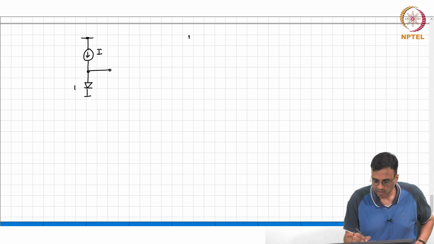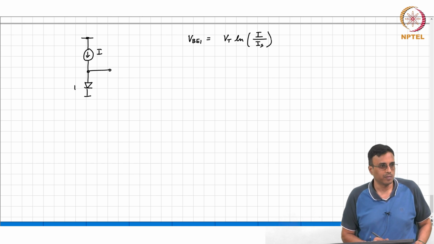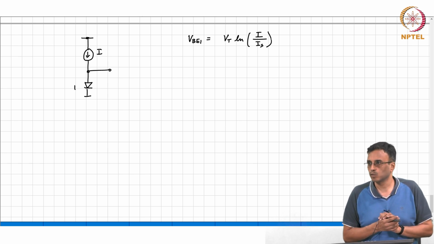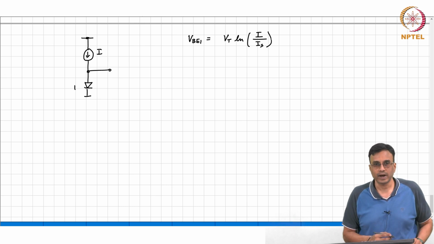In reality, it is VBE, which is basically VT ln(I by IS). We should be particularly naive to assume that this will remain at this point. This 0.65, 0.7 volts is merely an approximation. We'd be silly to believe that that's valid across all temperatures, especially when you look at the formula. That VT is of course kT by q and is varying with temperature. More importantly, for those of you who have done a devices class, what is that IS? What happens with the saturation current as a function of temperature?